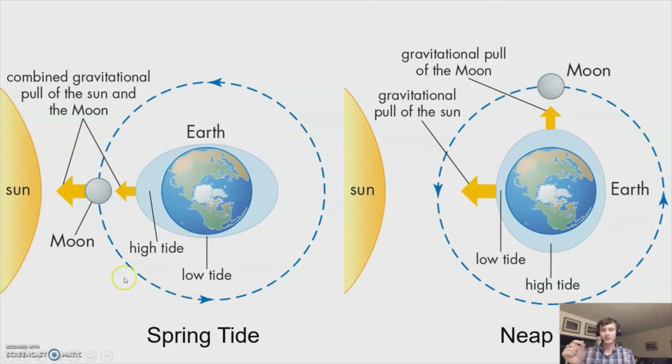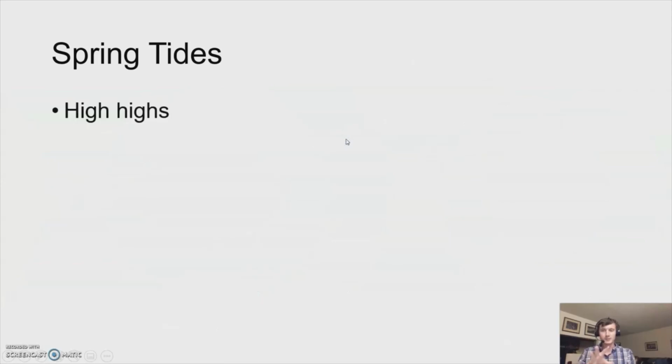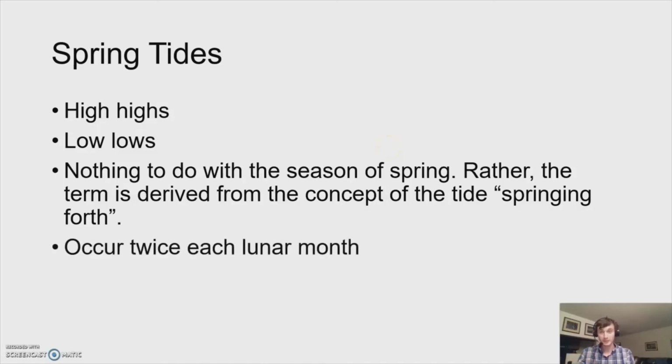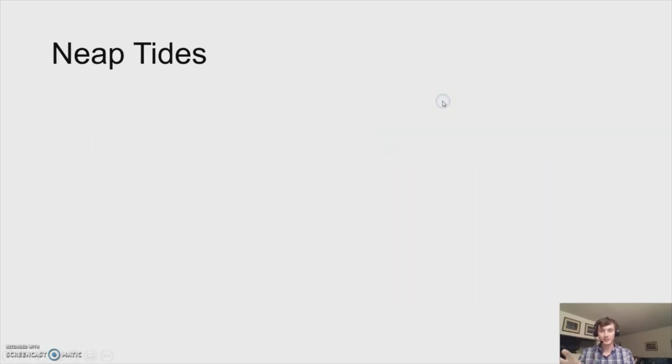So spring tide occurs whenever the sun and the moon are pulling in the same direction, stacked on top of one another. Neap tide is when these two are perpendicular, pulling in different directions from one another. So in more detail, spring tide, we have our high highs and our low lows, extremes on both sides. Nothing to do with spring, the season. It's more from this term of the tide springing forth, if that helps you to remember it at all. So it will be twice each lunar month. Lunar month is 28 days. It can occur on the full moon and the new moon.